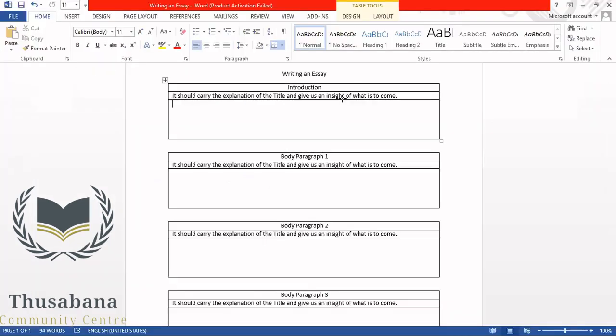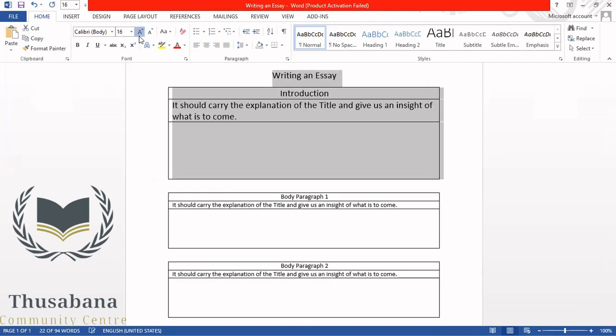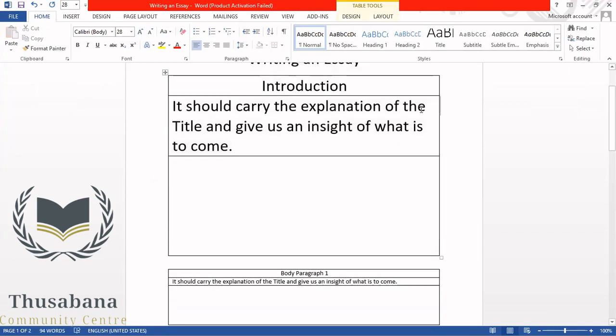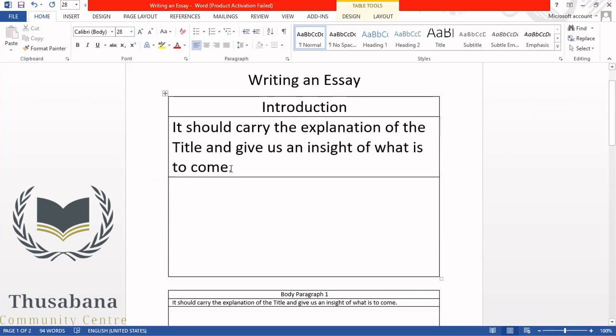So, okay, cool. Yeah, that's where we are. The first paragraph of your essay should always be an introduction, but it should carry, maybe let me try and make it a bit larger, it should carry the explanation of the title and give an insight. So in your case, you were given the title tragedy. So you need to tell us what tragedy is. So you could say tragedy is a ba ba ba ba.